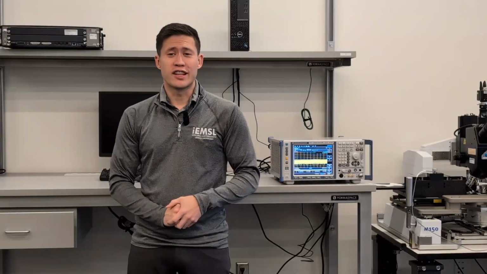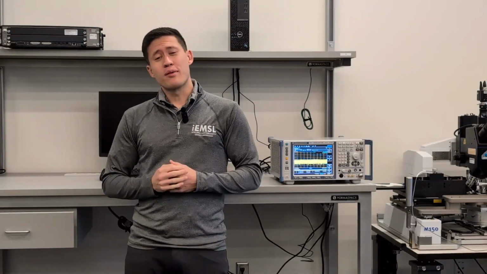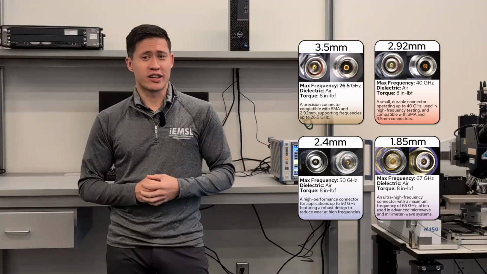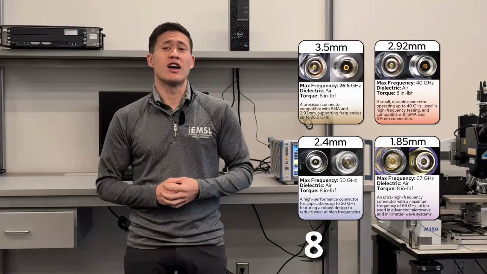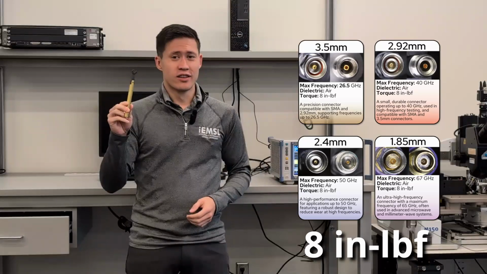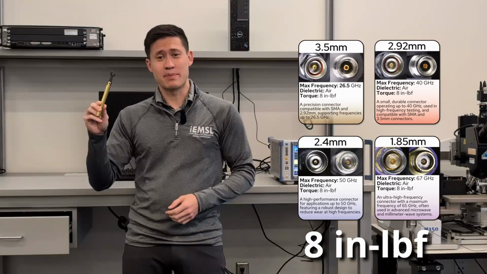A loose connection can absolutely ruin your measurements and tests, and this becomes more pronounced the higher in frequency that you go. So in order to ensure a proper and tight connection between your 2 connectors, you'll need to make sure that you tighten, but not over-tighten the coupling nut to the correct torque. 3.5, 2.9, 2.4, and 1.85 millimeter connectors all have a torque specification of 8 inch-pounds, and you can use one of these torque wrenches to make sure that your connections are tightened to spec.